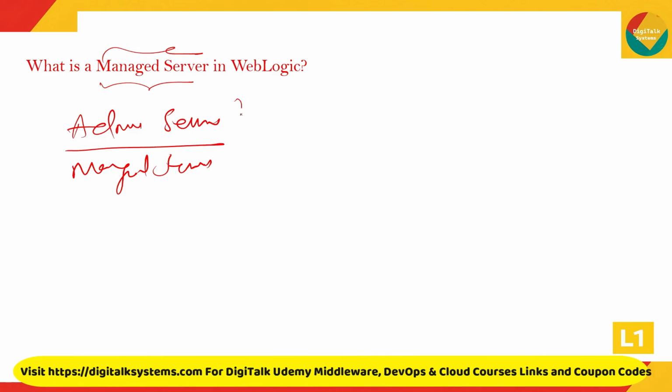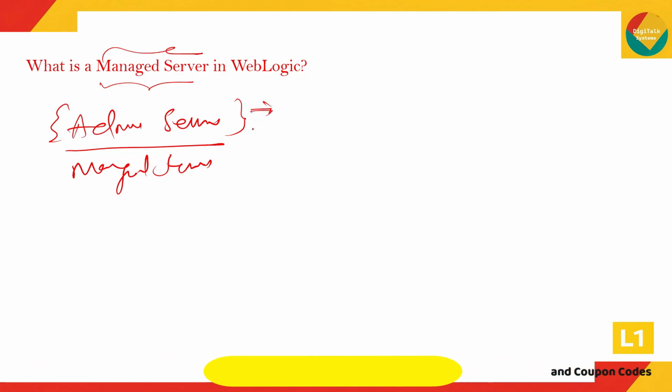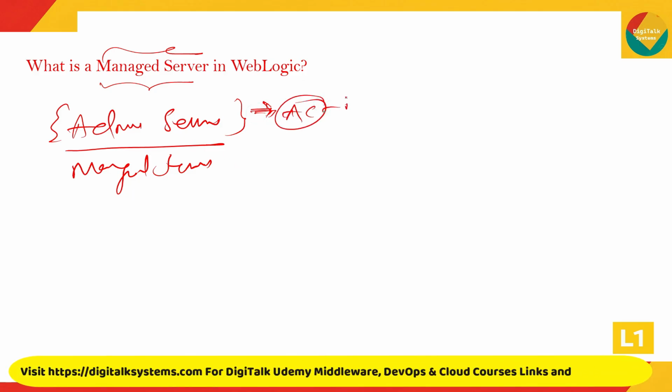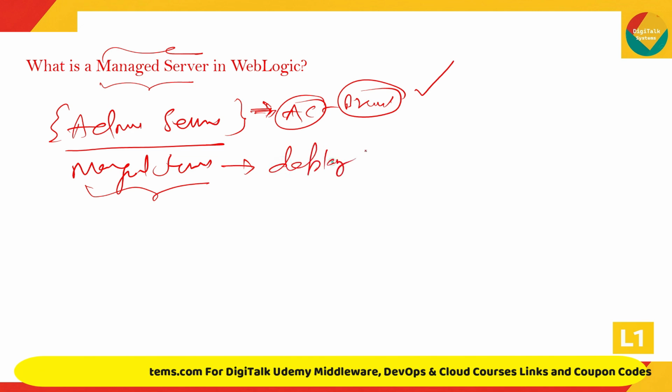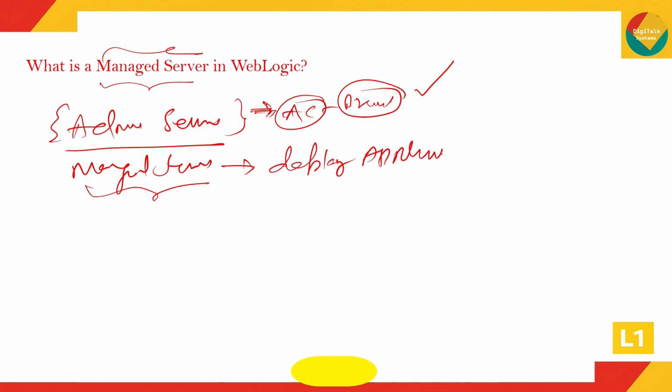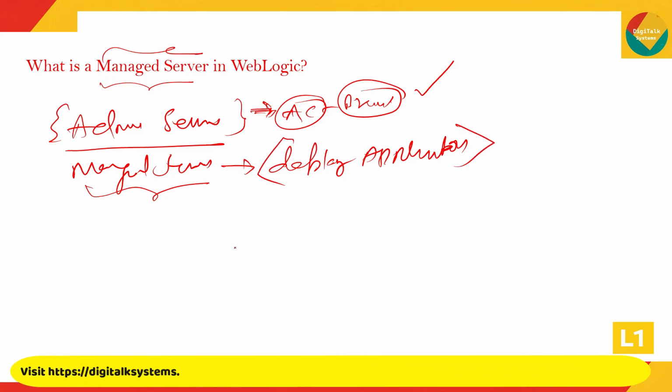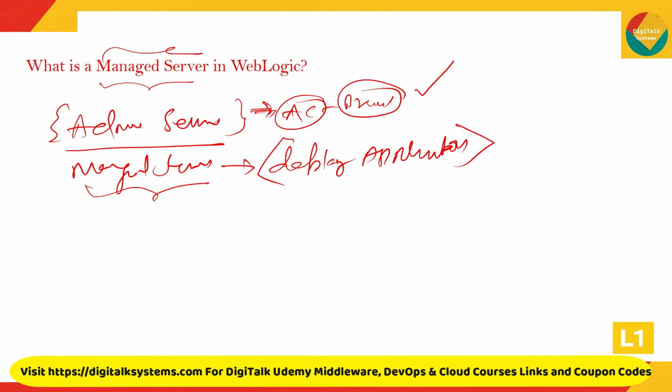This admin server we have covered in detail in the previous sessions, where we learned that this is a centralized management server where the admin console application is automatically deployed, which we can access from the browser to manage the entire domain. Now, the managed server is the server where we actually deploy our applications. This is the only thing that you have to keep in your mind: we always deploy the applications in our managed servers.